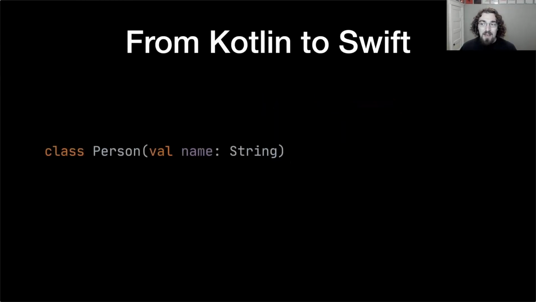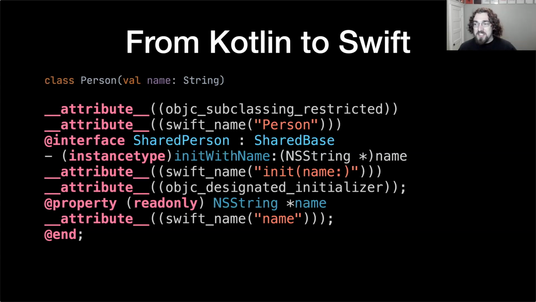So suppose we have this person class. A simple class has a constructor property in it called name. And don't worry about all the little details of this, but this is what it generates in terms of an Objective-C header that the iOS code is able to call into. There's a shared person interface, which is the equivalent of the person class. It inherits from a shared base, which is where a bunch of the Kotlin magic lives. It has an init with name, which is the equivalent of the Kotlin constructor, and it has a name property, which is the equivalent of the Kotlin property.